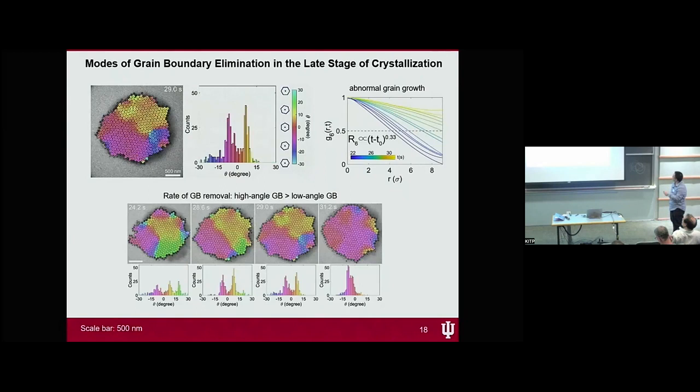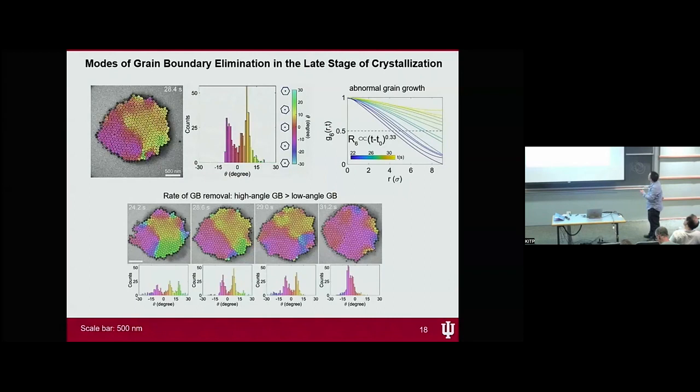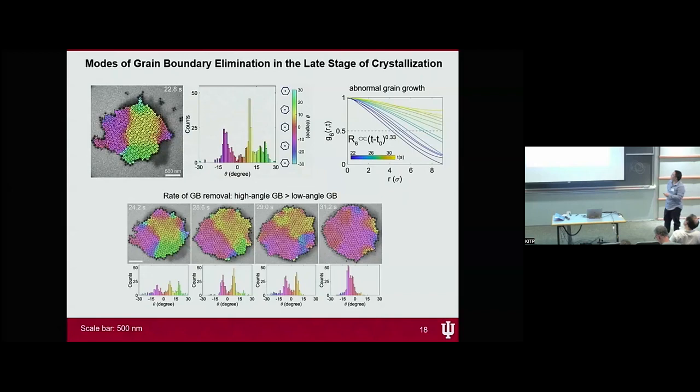We also look at the kinetics of grain growth. Here we plot the six-fold orientational correlation function, and if we set this value to be 0.5, we can extract a characteristic grain size. The time-dependent exponent turned out to be 0.33, which is less than 0.5. This tells us the grain growth followed the so-called abnormal grain growth behavior.